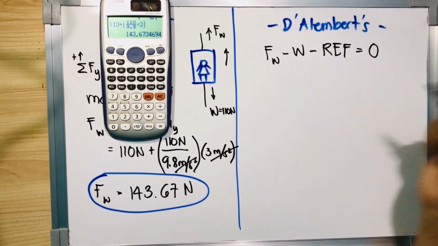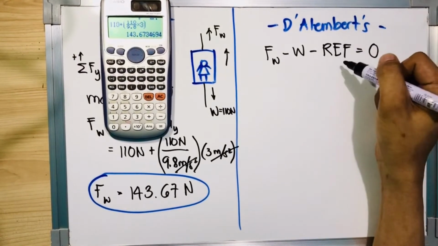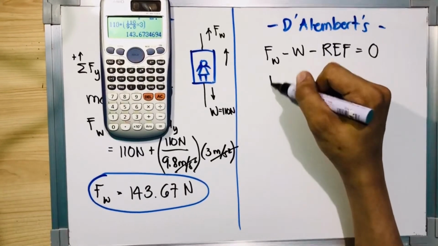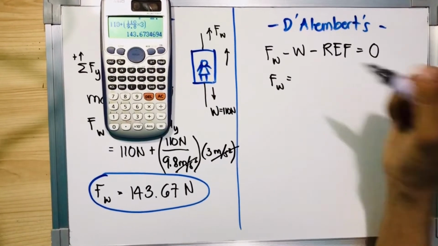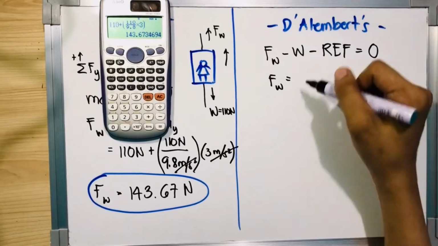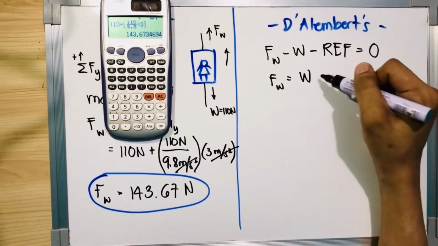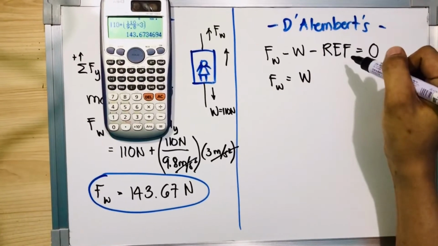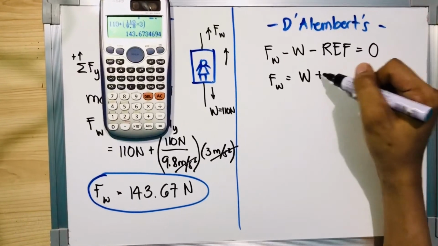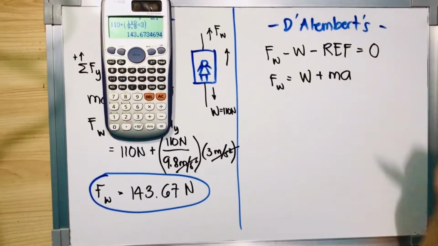Pero kapag kinuha na natin as REF as MA, so F, force exerted by the woman, ilipat na lang natin yung weight, magiging siyang positive. Tapos, ilipat natin yung REF, tapos i-convert natin siya into MA notation.